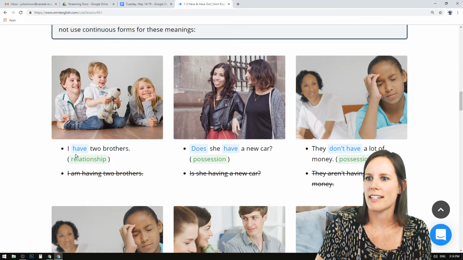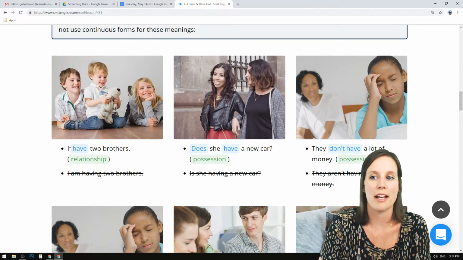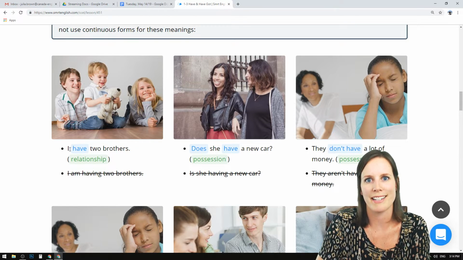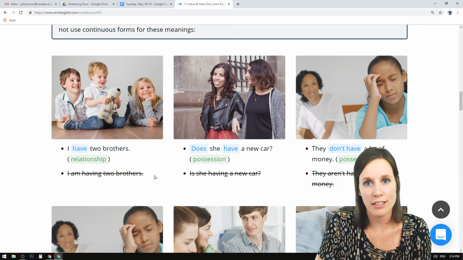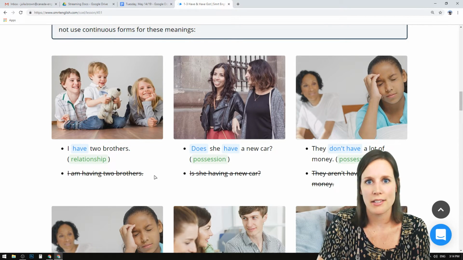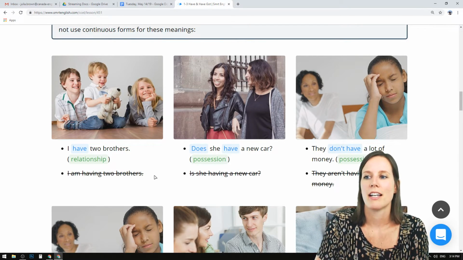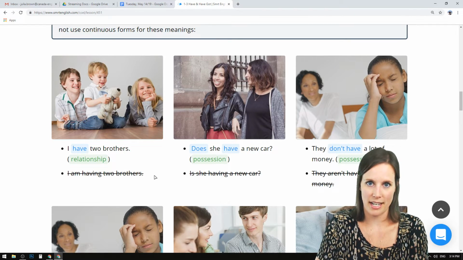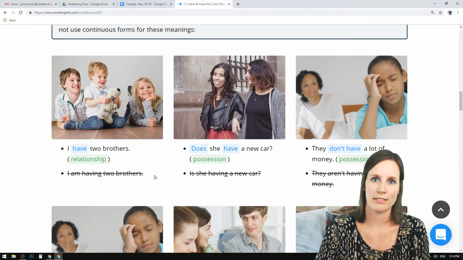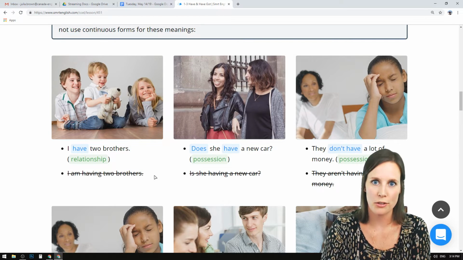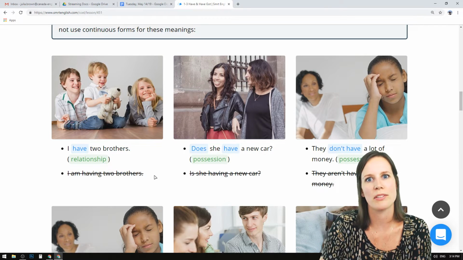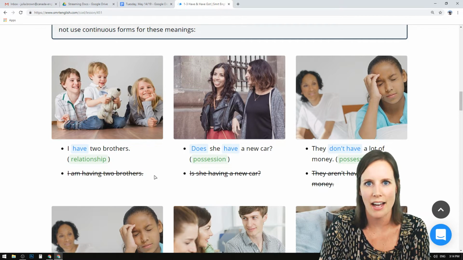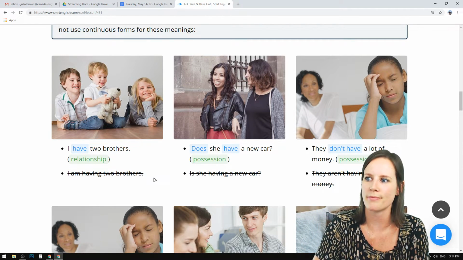Okay, let's see. I have 2 brothers. This is an example of a relationship sentence, okay? And if you ever say, I am having 2 brothers, it's not possible, okay? The only way to say I am having a person is if you are a mother-to-be and you are going to have a baby, okay? We'll talk about dynamic actions of have in a little bit.